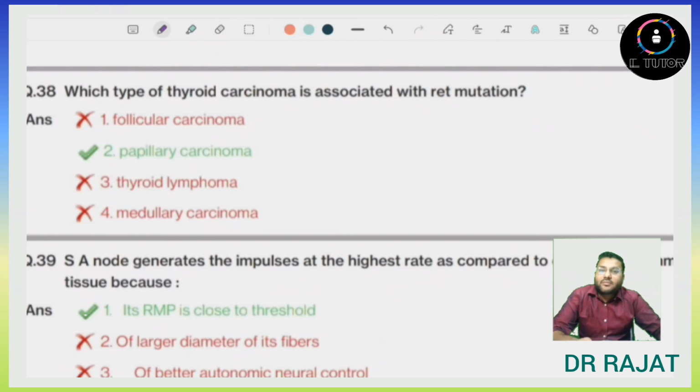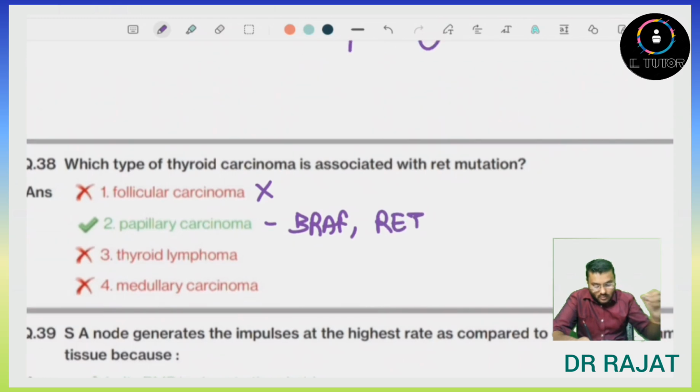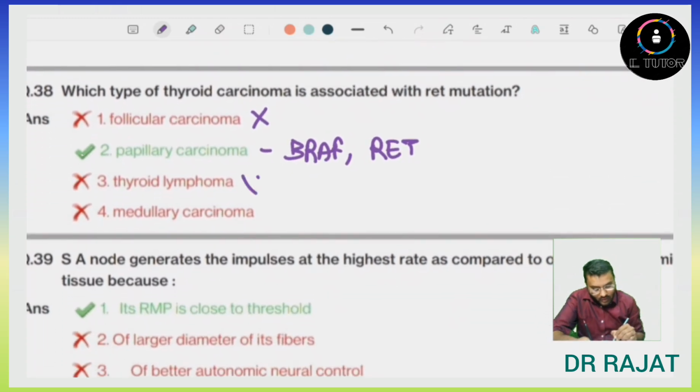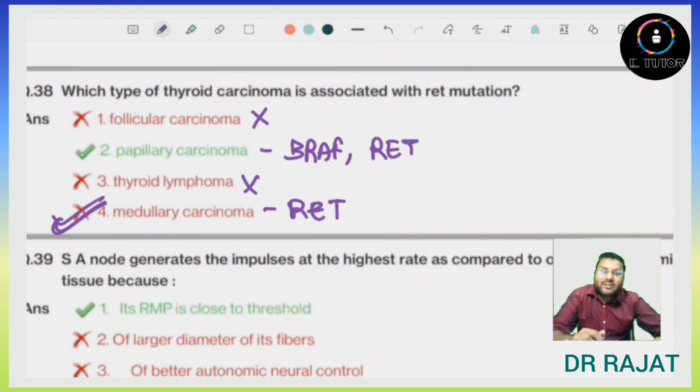Next question is, which type of thyroid carcinoma is associated with RET mutation? So options are follicular carcinoma, no. Papillary carcinoma, yes, this can be true, but it is mainly associated with BRAF and it can also associate with RET. Thyroid lymphoma, no. And medullary carcinoma, so this is also true. It is also related to RET. So according to me, the answer should be option number 4, not 2, because papillary carcinoma is associated with other mutations also, but medullary carcinoma is mainly associated with the RET mutation. So option number 4 should be the correct answer.